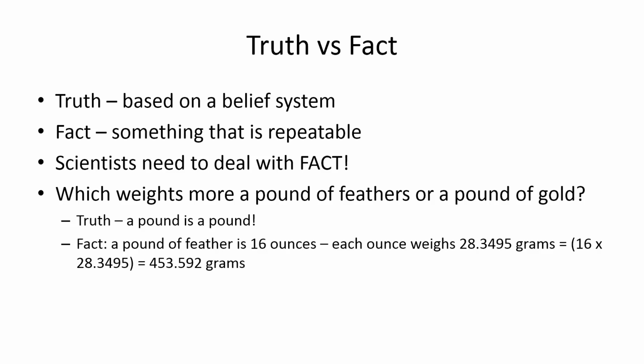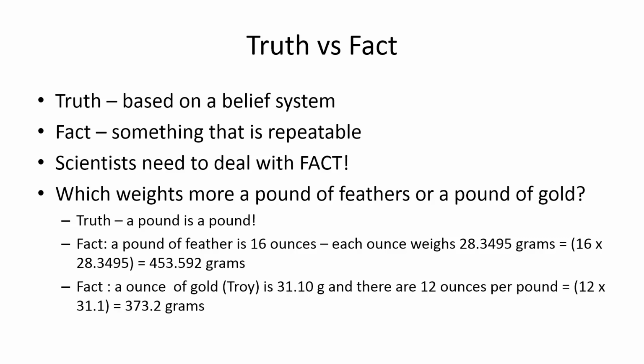Fact. A pound of feathers is 16 ounces. We all know that a pound is 16 ounces. Each ounce weighs 28.3495 grams. If you get 16 times 28.3495, you get 453.592 grams, which is that value that we often learn when we want to learn how much is a pound. It's 454 grams. So we can make that conversion rather easily. So a pound of feathers weighs 454 grams.